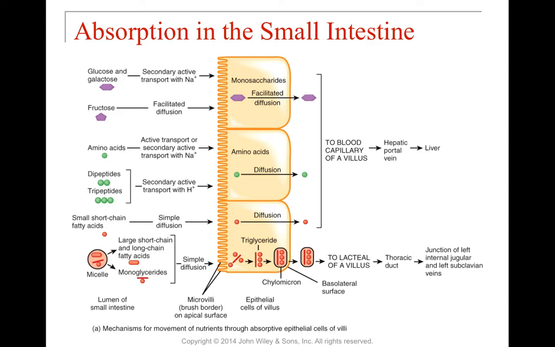So how are these all absorbed? They can be absorbed in multiple different ways. So let's just look at this pathway here first, or this column here. They can be absorbed by secondary active transport. They can be absorbed by facilitated diffusion. They can be absorbed by active transport, secondary active transport with hydrogen instead of sodium, and simple diffusion for things like small fatty acids that are tiny enough to go right across.